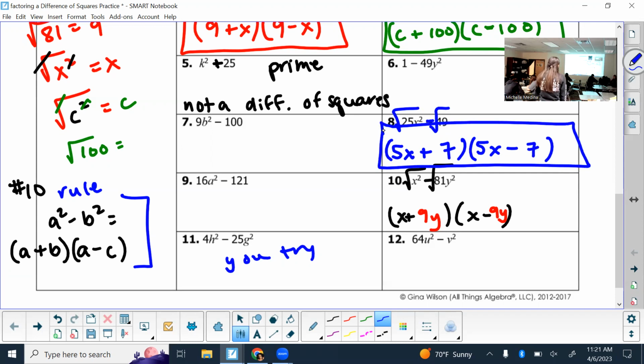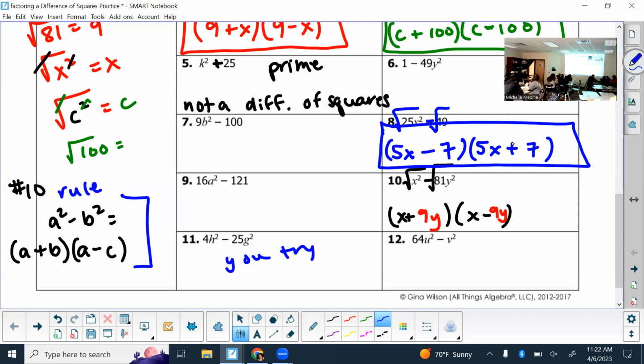Peyton? It does not matter if you put the minus first or the plus first. So you could write it like this if you want, because with multiplication, the order doesn't matter. So you could have one parentheses before the other. Any other questions?